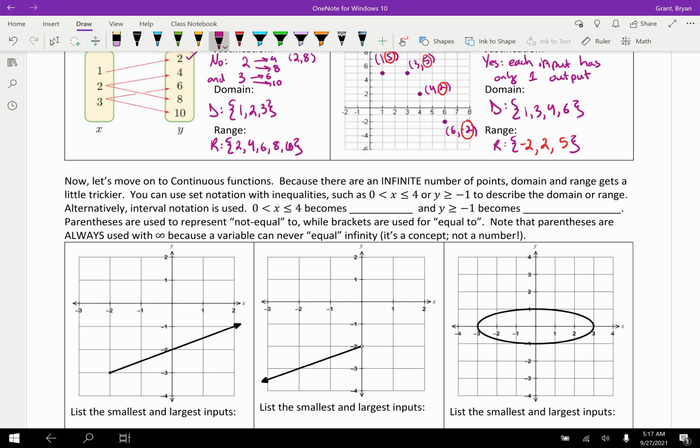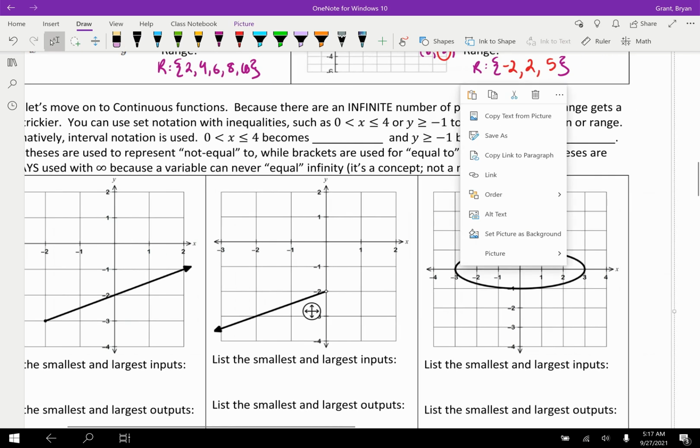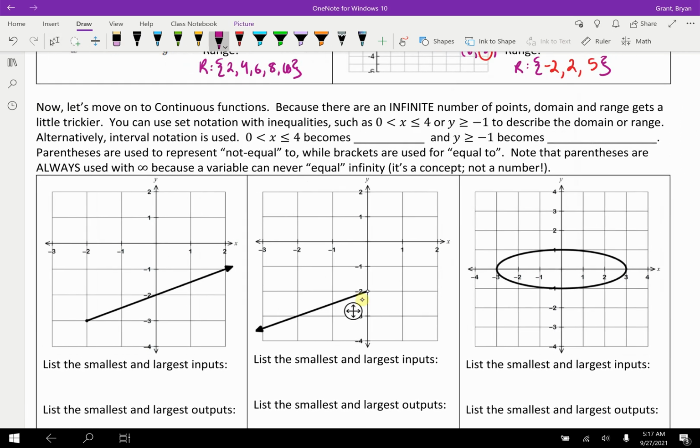One way will be familiar to you. You can use what's called set notation. And we're not actually using full set notation this year. You'll learn that later on in your math career. But we're just going to assume that set notation means you're going to be using inequalities, which we've done before, right? For example, you could say all the x's that are on your graph are the x's starting at 0 and ending at 4, equal to 4, but not equal to 0. And we'll see what that looks like on a graph.